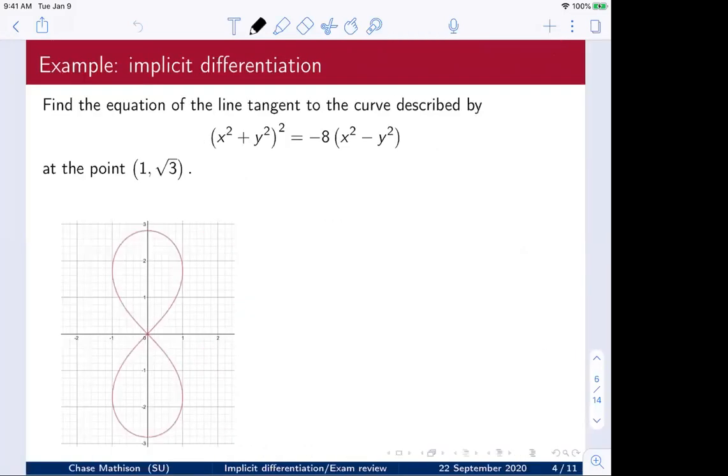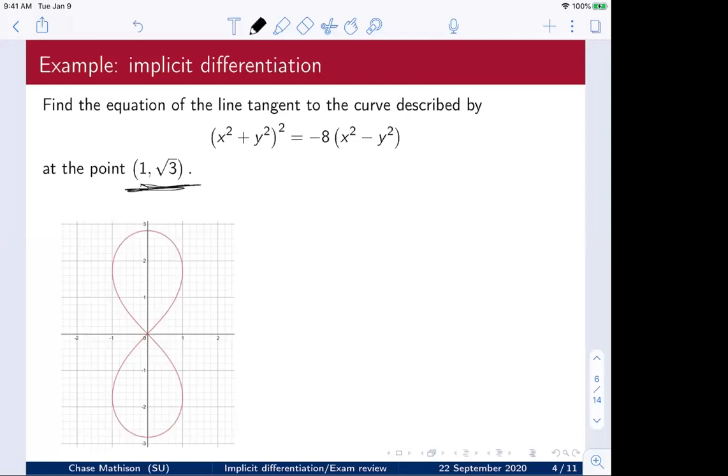All right, so let's look at an example of implicit differentiation before we move on to a slightly different but related topic. We're going to find the equation of the tangent line to the curve described by the equation x squared plus y squared, quantity squared, is equal to -8 times x squared minus y squared, at the point 1 comma square root of 3.